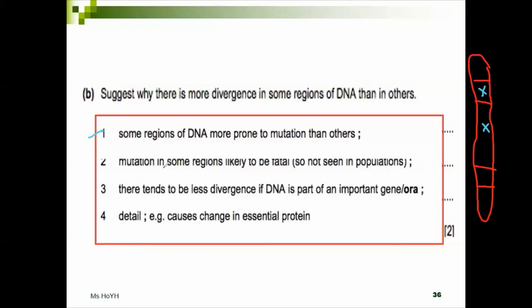So therefore, look at the mark scheme. Some mutations in some regions are likely to be fatal. Fatal can cause death, especially in the gene area. So there tends to be less divergence because it's not passed to offspring. Because it's located in an important gene, they cannot survive. It's not passed to offspring. Why? Because this gene codes for an essential protein. Once mutated, the protein changes shape, its function cannot happen, the organism cannot survive, they die.